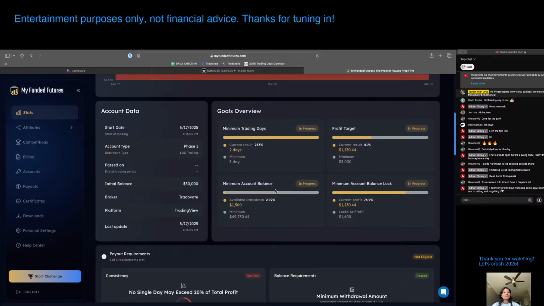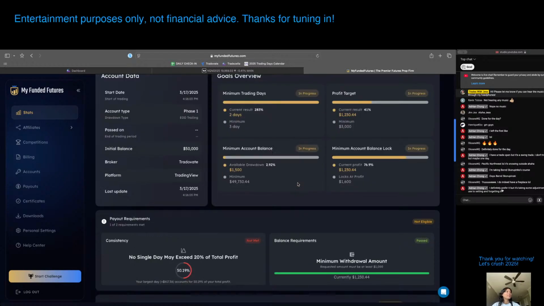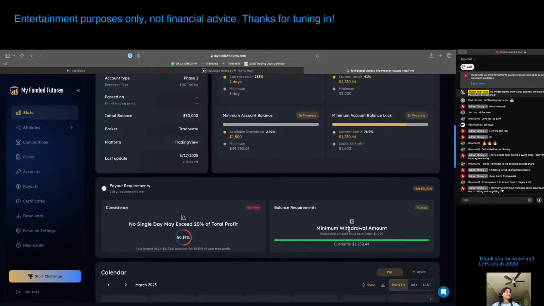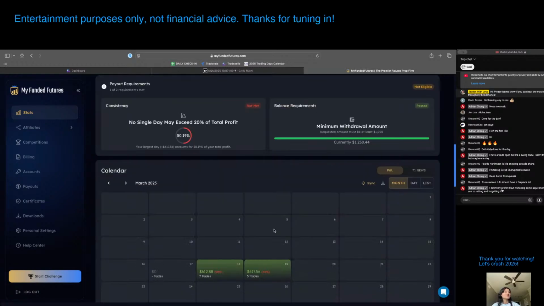It's a minimum of 5 days to pass the eval to live for the step 1 or the step 2. And then, of course, I'm not able to withdraw anything. This is evaluation phase. 20% consistency, so make 600 max per day.